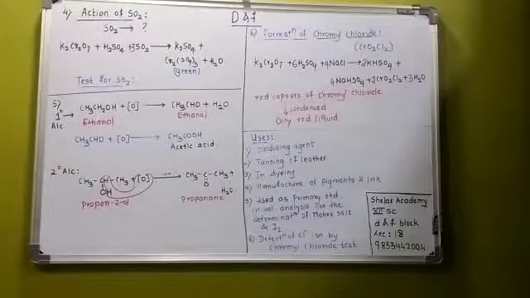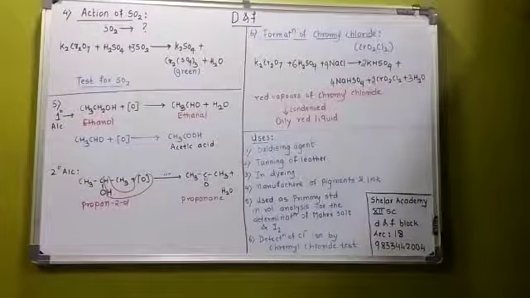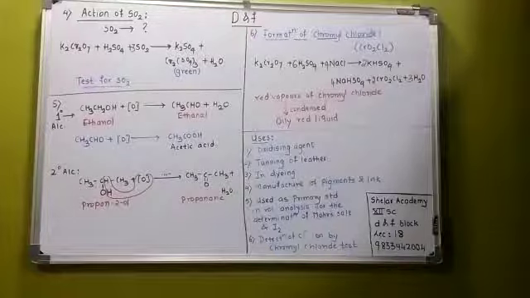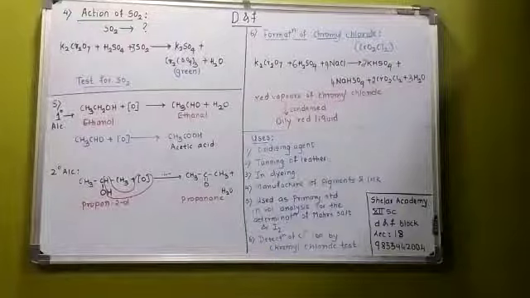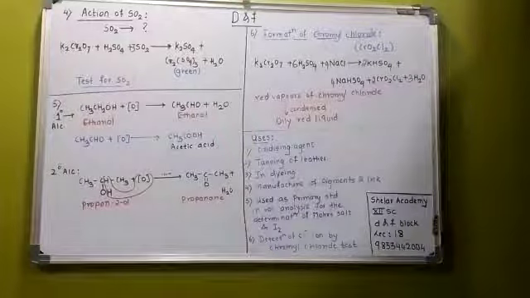Lecture number 18. Next, the action of sulfur dioxide. Just as we got KI converted to I2 and H2S converted to S, SO2 is not converted to S. That you need to remember. That's why I've written a question mark over there.